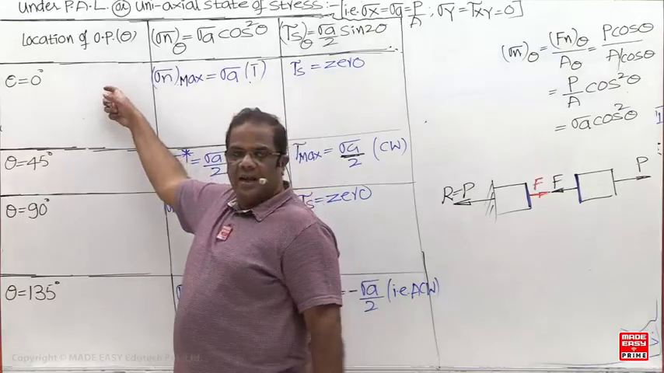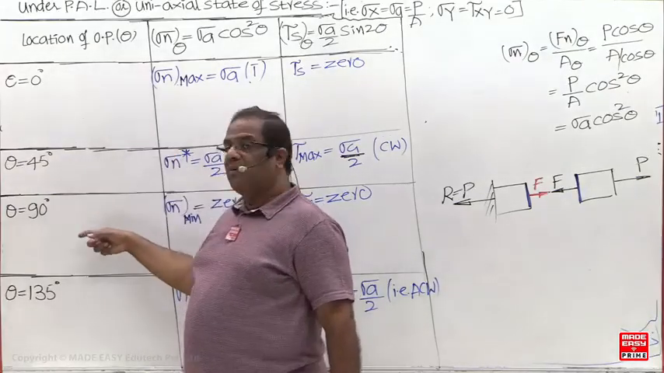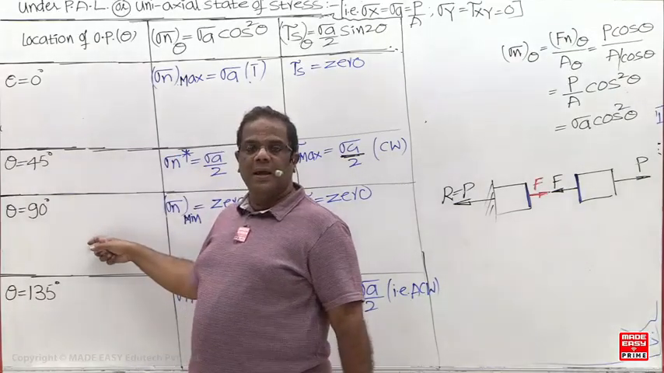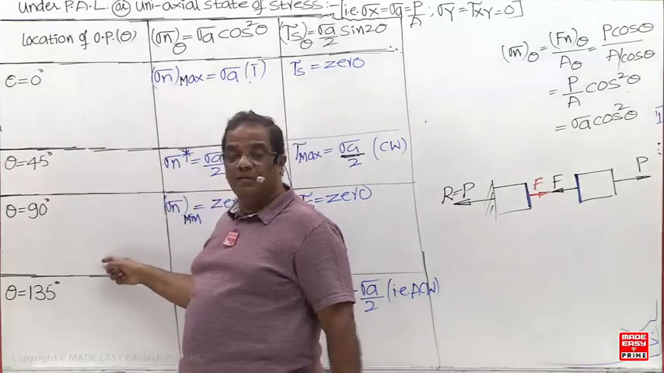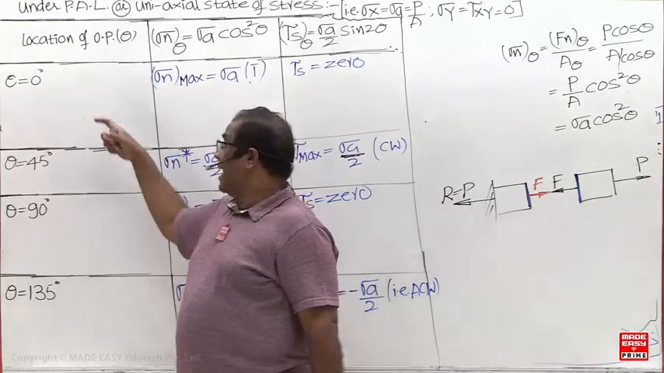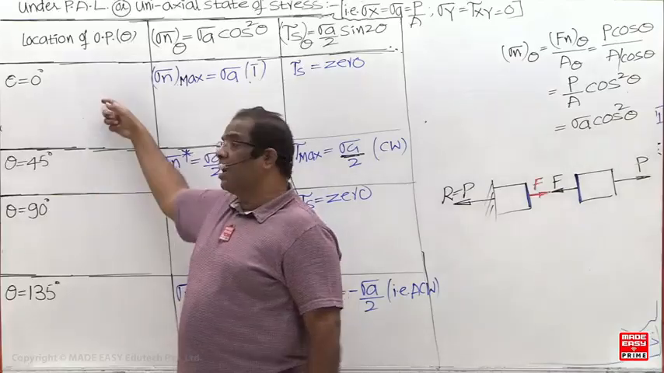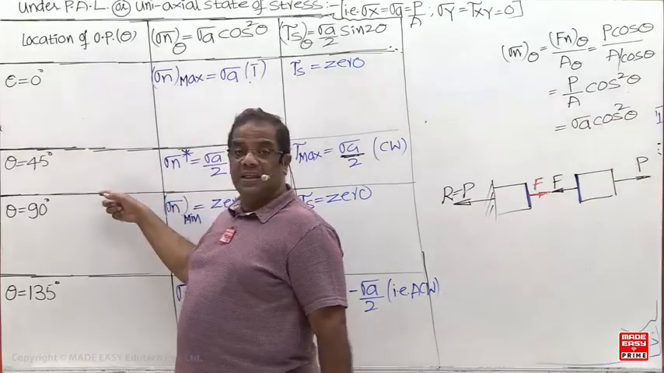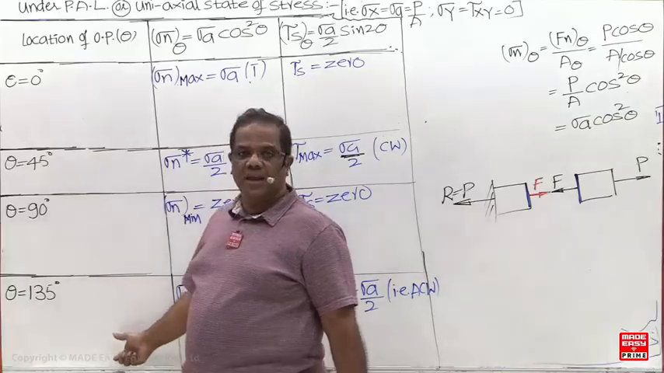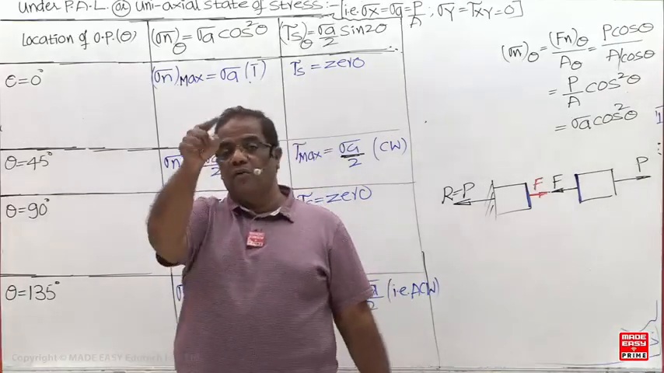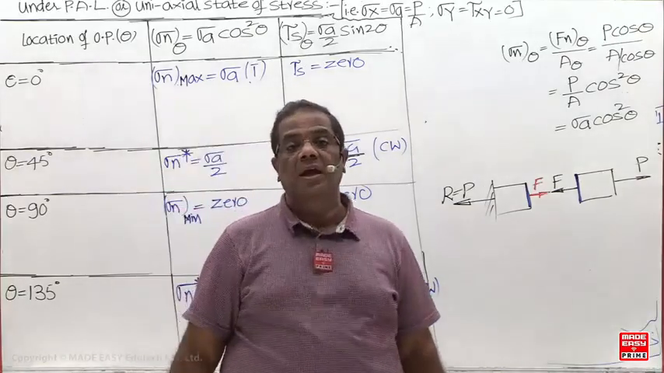If the major principal plane is at 30, what about the minor principal plane? The angle between the principal planes is 90 degrees. This is 30, so this will be 120. And this is 30, so what about this one? The angle between them is 45. If it is 30, this will be 75. And if this is 75, this is 165. So out of these four planes, if I know one plane, the remaining planes are going to be known.